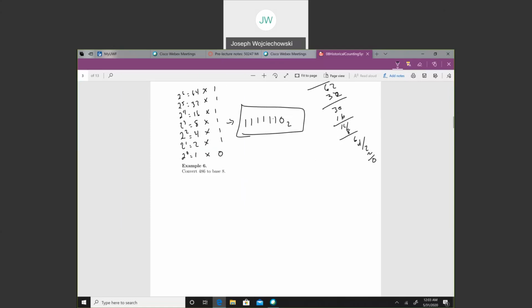Okay, so let's look at converting to base 8. It's the same principle. 8 to the 0 is 1. 8 to the first is 8. 8 to the second is 64. And I don't think we need to go any further. So we have 486. 64 goes into 486.